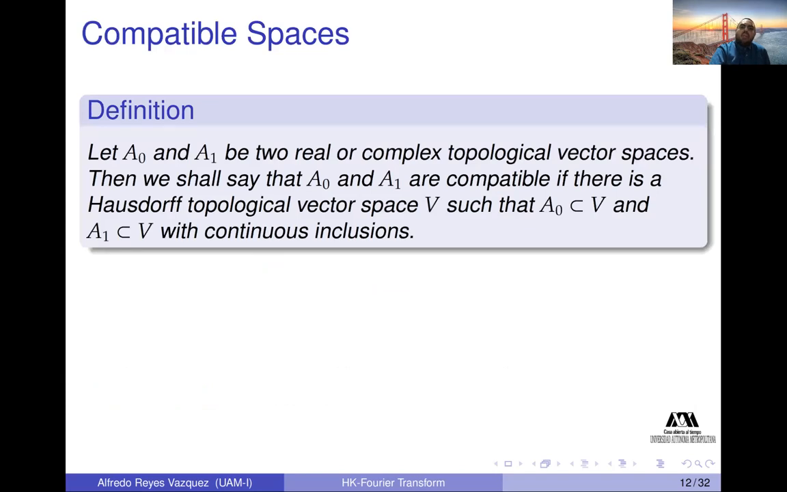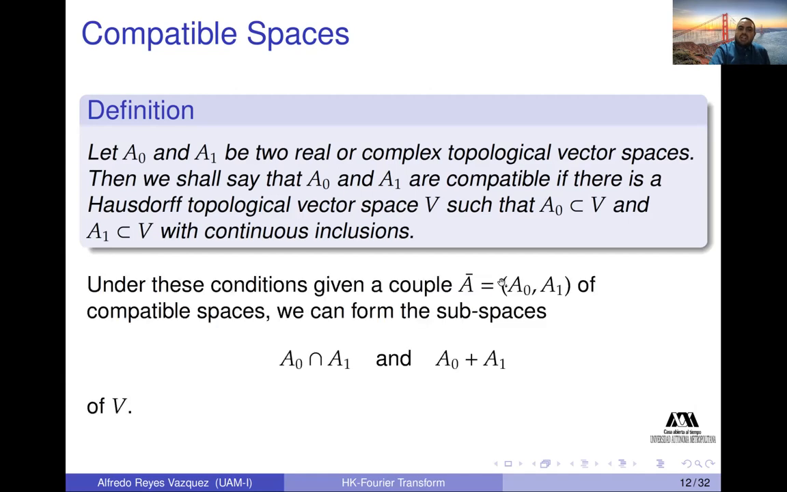Now, I will introduce you to some aspects of interpolation theory. First, given two real or complex topological vector spaces A0 and A1, we shall say that they are compatible if there exists a third space B, which is Hausdorff, and A0 and A1 are contained in B. This guarantees that we can take the intersection and the sum of the two spaces.